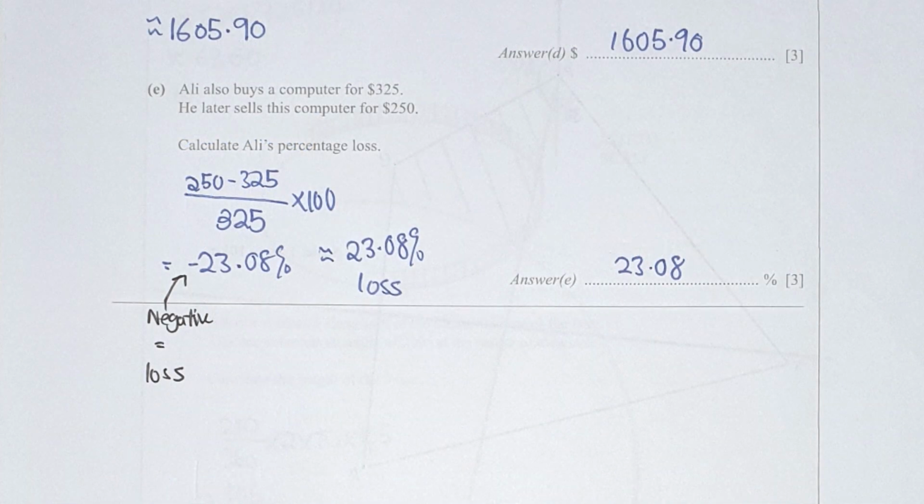But for question E, Ali also buys a computer for 325 and later sells it for 250. So the percentage of loss is 250 minus 325, divided by 325, times 100%. The negative result that you have gotten here actually represents the loss. So when you write it down in your answer column, the negative shouldn't be included. So your final answer is 23.08%.